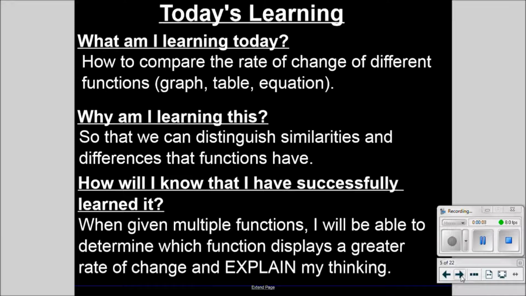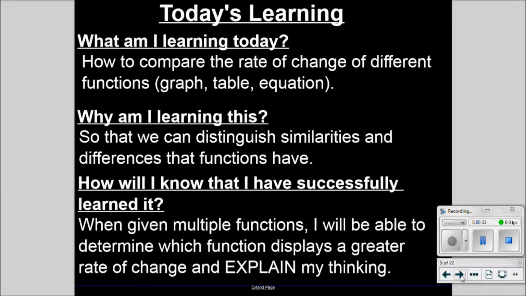Let's go ahead and get started with what we're going to learn today. So let's go through what we're learning, why we're learning it, and how we'll know if we're successful. So what are we learning today? Today we're going to talk about how to compare the rate of change of different types of functions. It might be a graph, it might be a table, could be an equation. There's also some word problems, I believe. So there's a couple different ways we're going to look at it, and be able to compare the rate of change from different functions.